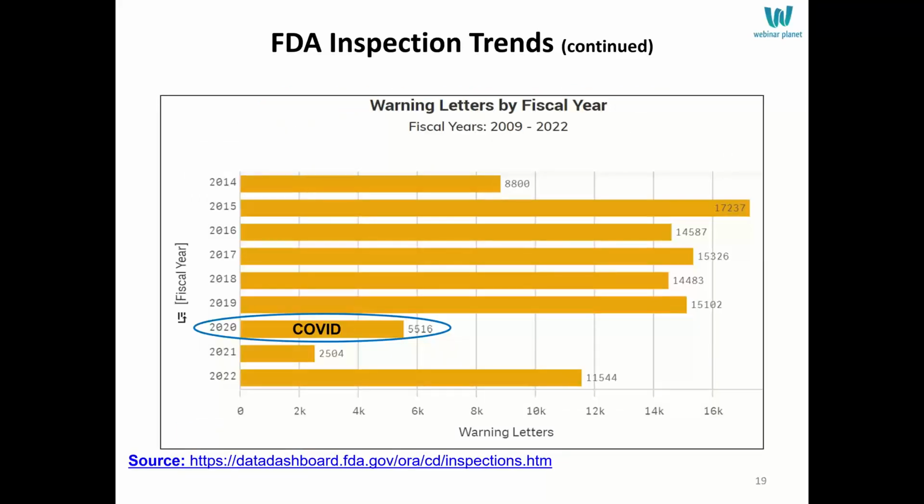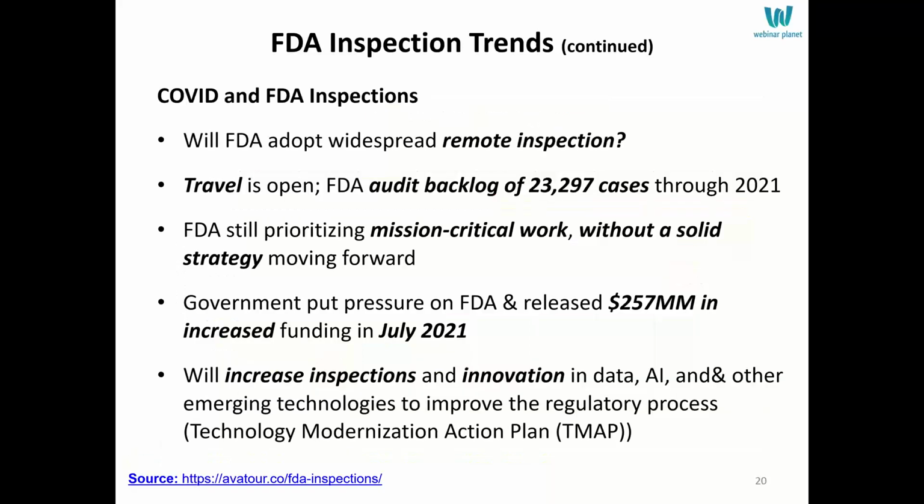Now, during COVID, there was a trend where a lot of the inspections were done remotely in 2020 and 2021. So you see far fewer warning letters issued during that period. There were fewer inspections done. And so now in 2022, last year, this started to come back. And for 2023, they are back to doing on-site inspections.